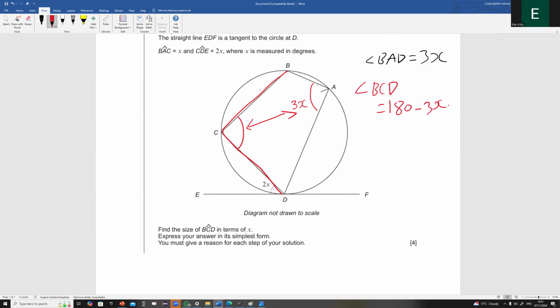And that's it. So the first bit is because of the alternate segment theorem. The second bit is because opposite angles of a cyclic quadrilateral add up to 180. Okay. So is everyone happy with that one? That's quite a tricky one, actually. Yeah, it's quite a hard question, I think.